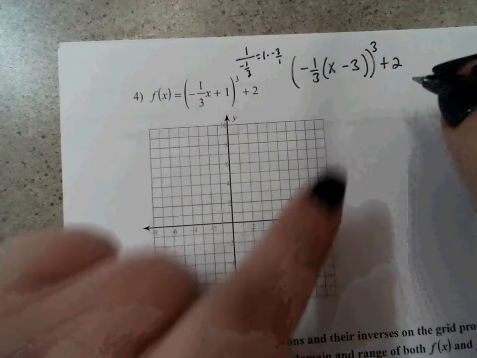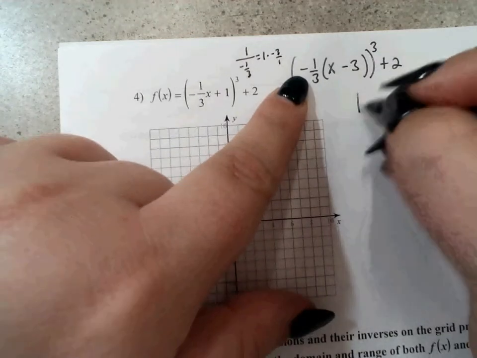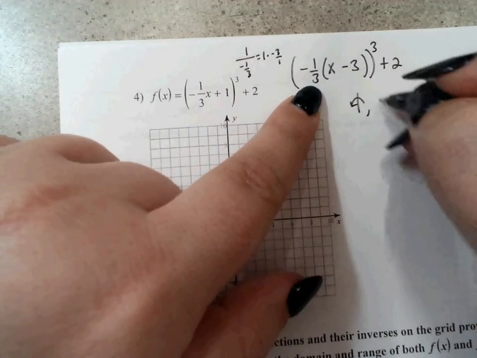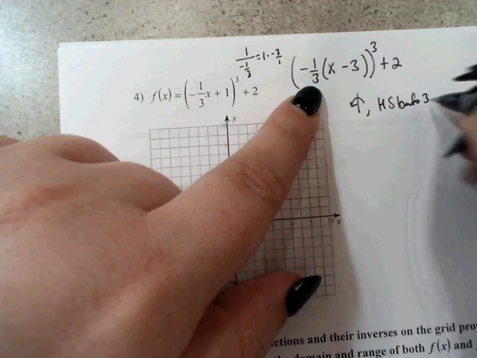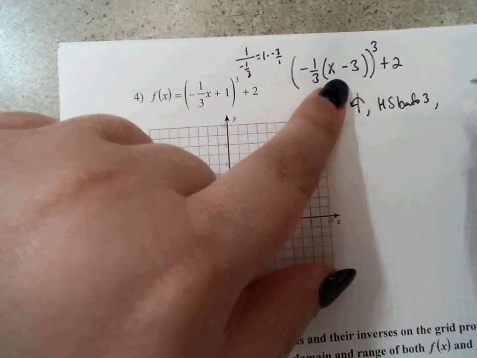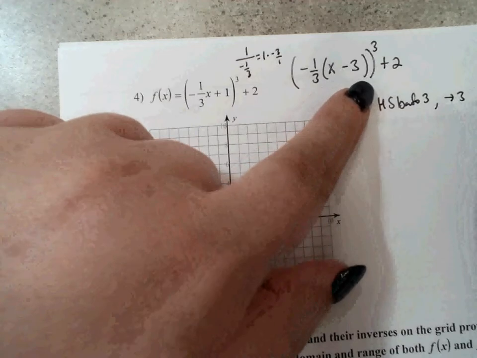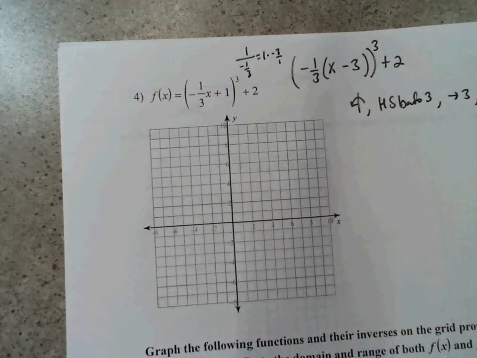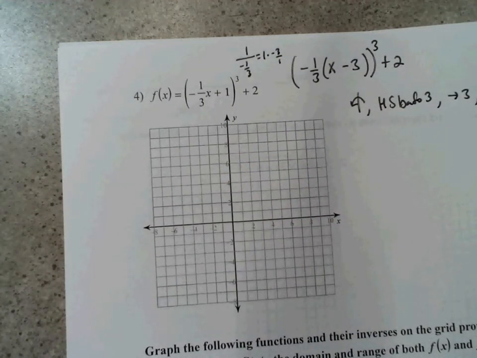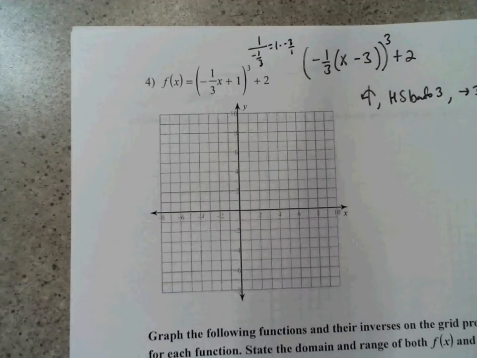So, as far as transformations go, I know I'm going to flip over the y, because I'm negative on the interior. I've got a horizontal stretch by a factor of 3. I've got go to the right 3, and I've got go up 2. So, okay. I think this is going to be very similar to the one we just did. Yeah, almost just like it.